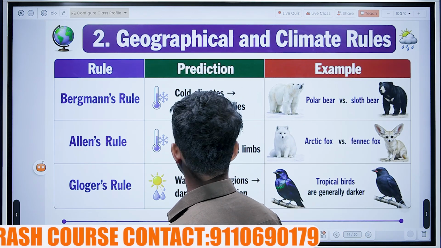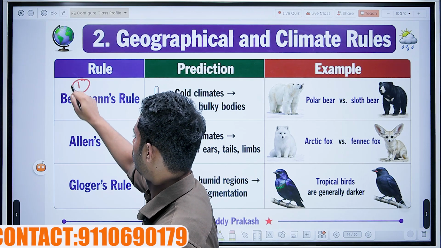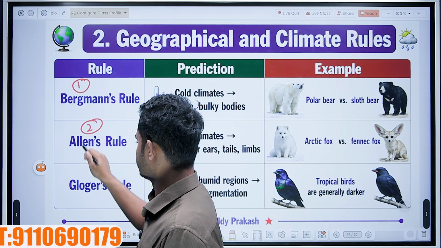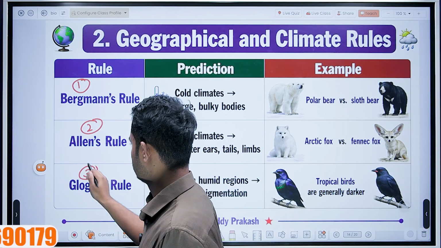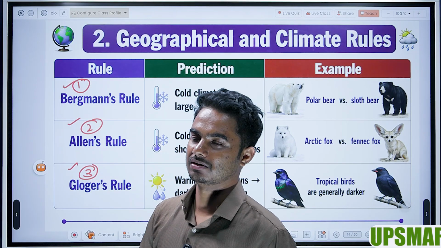Next, geographical and climatic rules. You would have heard these names, right? Bergmann's rule, sir. Allen's rule, sir. Gloger's rule, sir. These two I have heard, sir. This one I somewhat don't remember, sir.